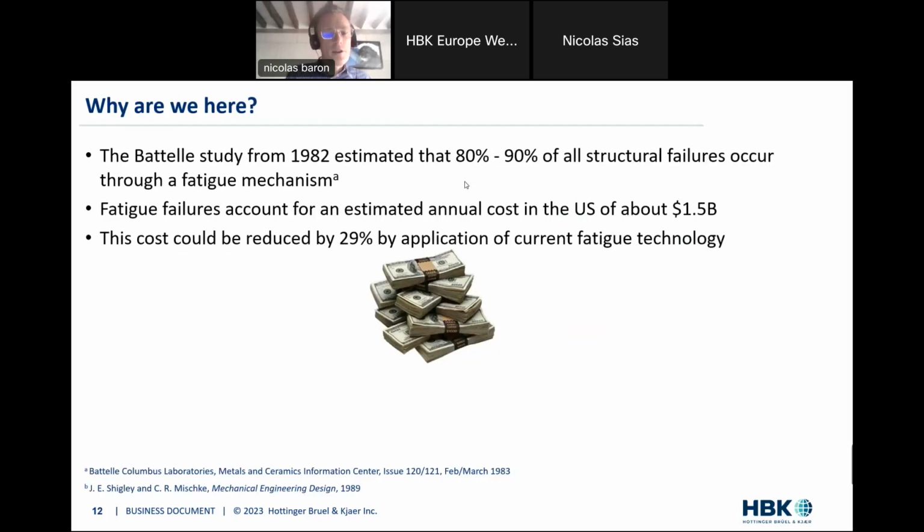So why are we here today, and why are we spending your time studying fatigue? It's very important to recall that in the real world, and this study dates back to 1982. That's quite many years back, but it's most probably still valid today. And what do we see here? We see that around 80 to 90% of all structural failures occur through a fatigue mechanism. That's massive, right? 80 to 90% of all structural failures are due to fatigue.